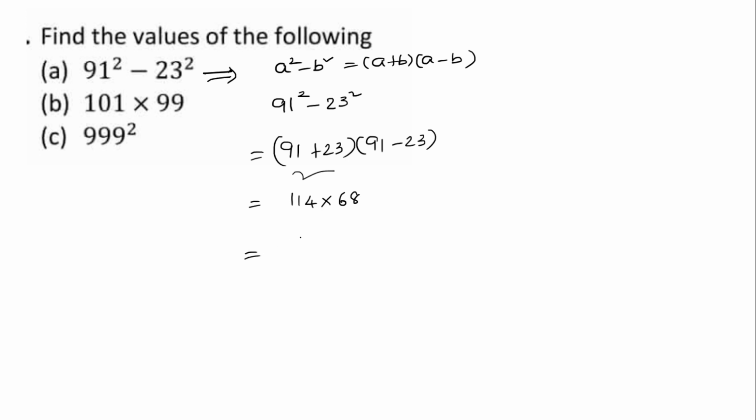So how can we do it? 114 into 68. 8 4s are 32, 8 1s are 8 plus 3 is 11, 8 1s are 8 plus 1 is 9. Then 6 4s are 24, 6 1s are 6 plus 2 is 8, 6 1s are 6. So that will give me 7752. Let me check with the calculator, 114 into 68. Perfect. So 7752 is the answer.